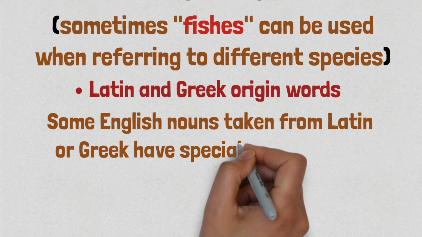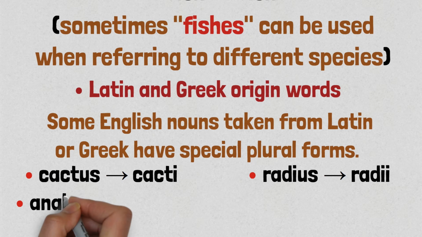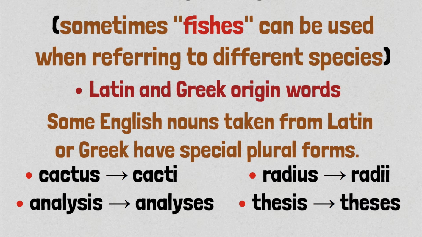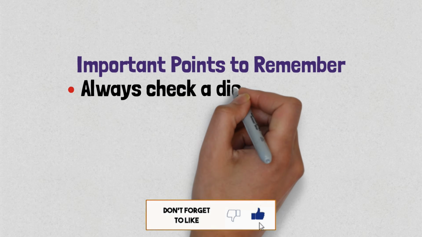Latin and Greek origin words. Some English nouns taken from Latin or Greek have special plural forms. Cactus, cacti. Radius, radii. Analysis, analyses. Thesis, theses.